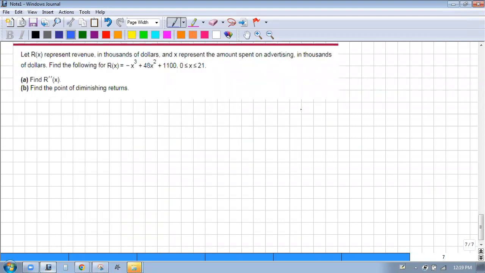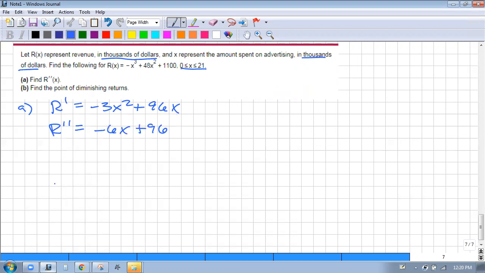R represents revenue, in thousands of dollars. X represents the amount of spending on advertising in thousands of dollars. Find the following for R of x. We have this closed interval between 0 and 21. Find R double prime. Well, R prime is negative 3x squared plus 96x, so R double prime is negative 6x plus 96. Find the point of diminishing returns.